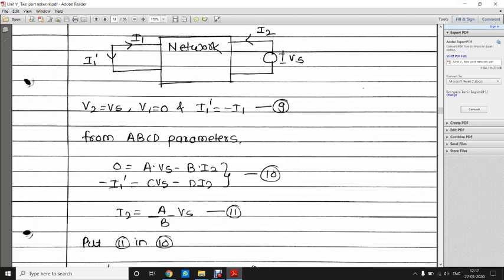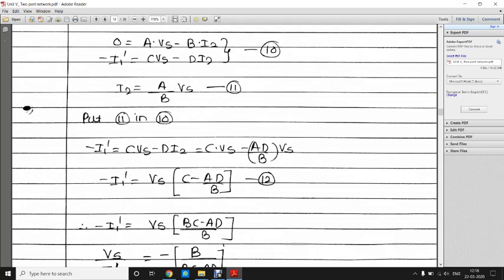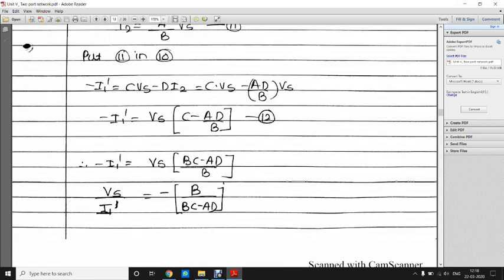We have to find out the ratio of excitation to the response, meaning Vs upon I1 dash. If you see this equation number 10, the second part is minus I1 dash equal to C Vs minus D I2. So we have to remove the I2 term from this equation. We can easily remove the I2 term by using the first equation of equation 10, 10A. So I2 will be equal to A by B into Vs.